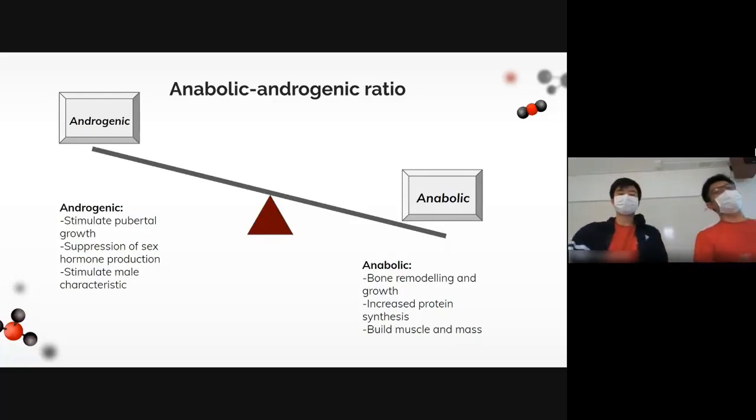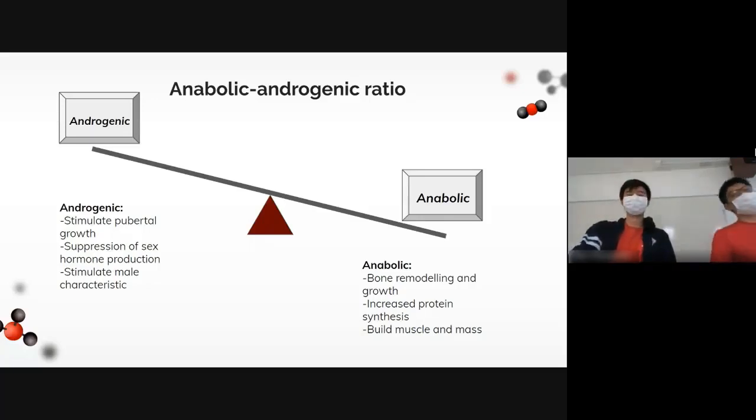So, some interesting facts: how did they derive this anabolic androgenic ratio? They don't actually use humans to derive this kind of ratio, because they need to measure your muscle mass as well as the mass of your reproductive organs. So what they do is they take a rat, then they castrate it, they cut off the reproductive organs, to prevent any testosterone from going to the rat. And subsequently, they inject the drug into it.